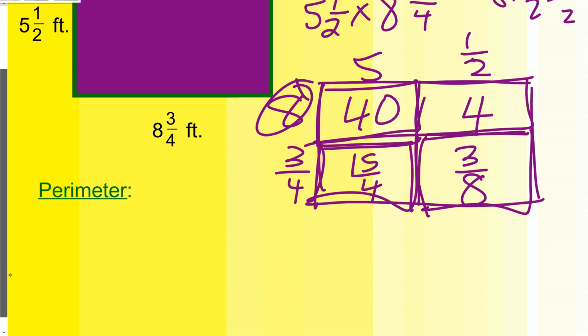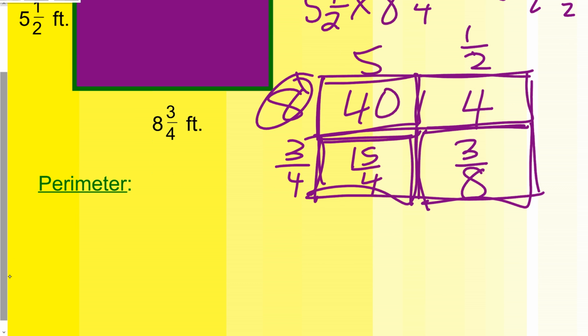Now, the last thing I need to do when we're thinking area models, I do need to add up my pieces. So 40 plus 4 is 44. So the top part is 44. And now I need to do 15/4 plus 3/8. Well, I'm going to do two things. First thing I'm going to do is convert 15/4 to a mixed number. That would be 3 3/4.